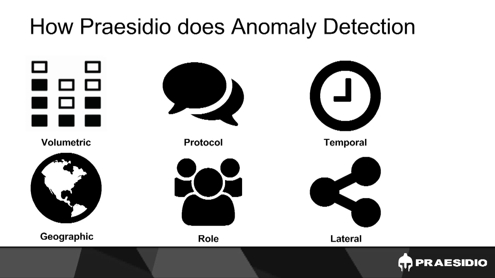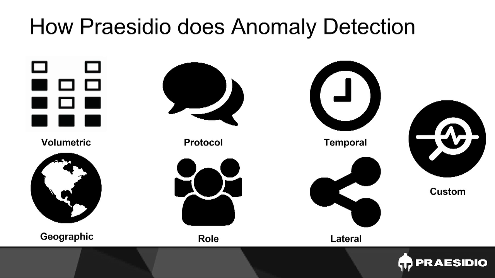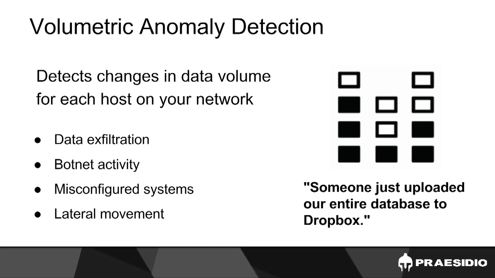Lateral, the nodes on your network. Internal, how are they normally talking to each other? Is the salesperson talking to the IT server? Why are they doing that? And then, of course, custom. Every business has their own custom things that they need that is driven by their business. So I just want to talk about those real quick.